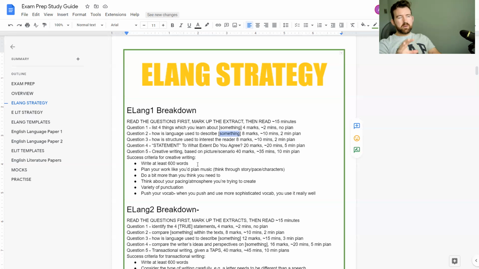Go into a bit more description than you normally would. Use the 5 senses. Vary your punctuation, push your vocab, push your ability to create pace and atmosphere.